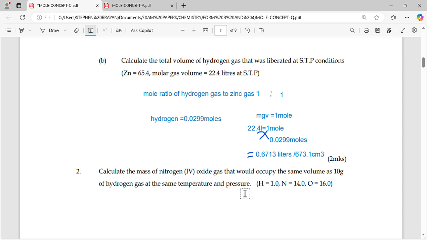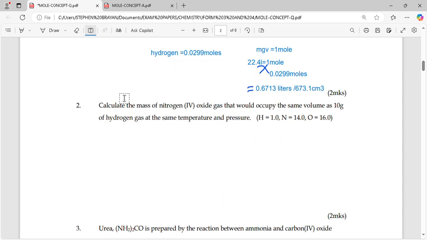Okay. Then you go to question 2, where you are now asked to calculate the mass of nitrogen dioxide gas that will occupy the same volume as 10 grams of hydrogen gas at the same temperature and pressure. Remember we've been told hydrogen is 1, nitrogen is 14, oxygen is 16. These informations are all very important. So you're told hydrogen is 1.